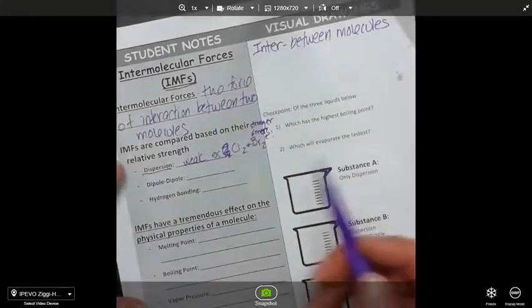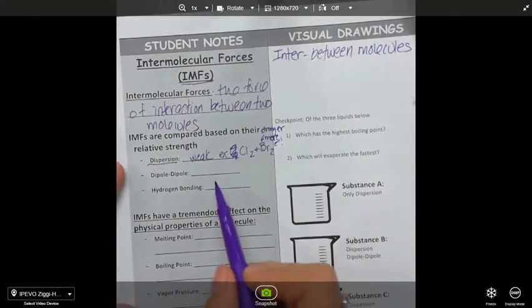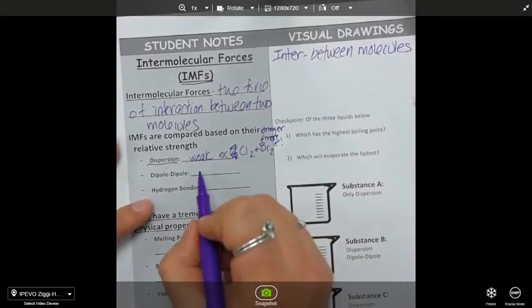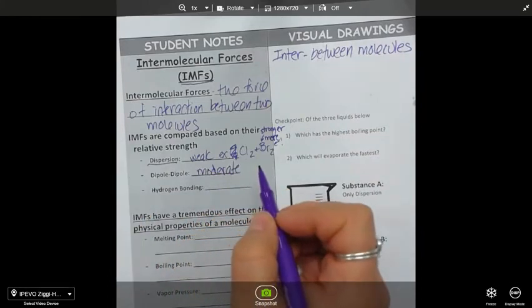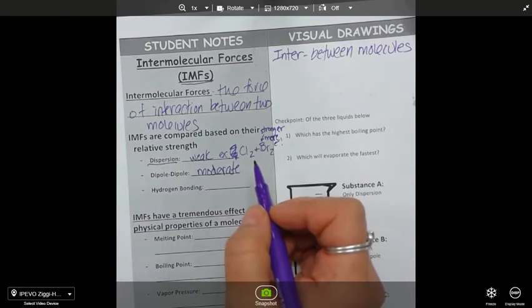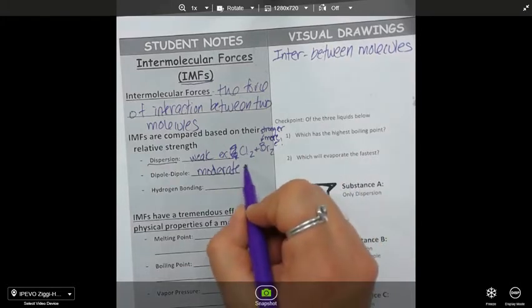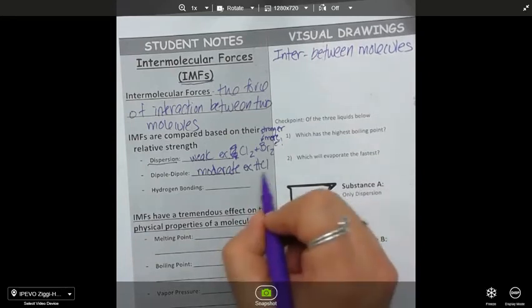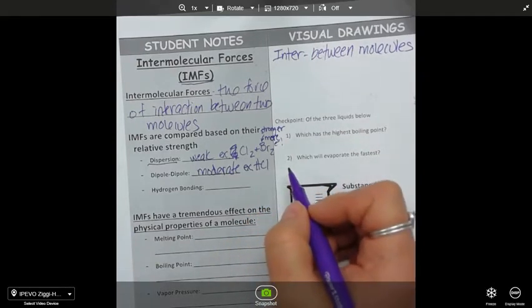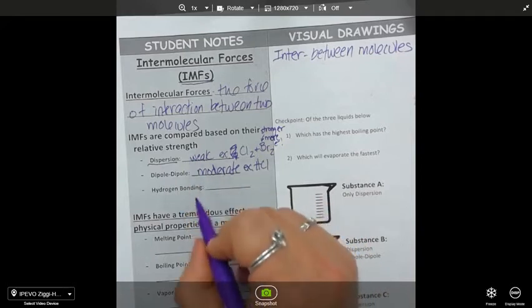All right. The next type of intermolecular force is something called dipole-dipole, and these have moderate strength. So they're in the middle. And an example of a dipole-dipole compound would be HCl, hydrogen chloride or hydrochloric acid. So these are second in the list of the three.